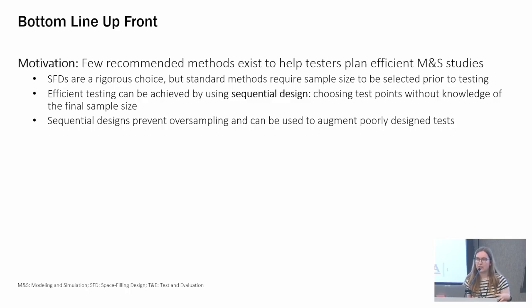One way to get around that is to use a sequential design, which is when you choose your test points either one at a time or a few at a time until you decide that you've collected enough data for some reason. And this allows you to design experiments without any knowledge of the final sample size, and you're less likely to waste resources because you can stop whenever you want. This can also be used in cases where you've already performed some test that wasn't designed using design of experiments, and you want to add new test points in a very efficient way. This is a way that you could augment those tests.